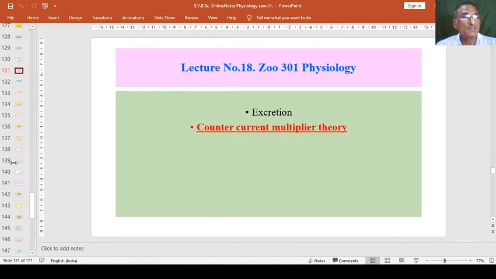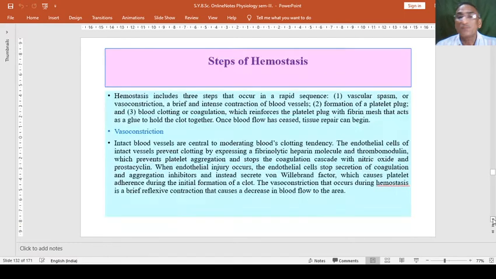So counter current multiplier exchange theory means the changes which occur in the Bowman's capsule, then the proximal convoluted tubule, the loop of Henle and the distal convoluted tubule. Only in the loop of Henle there are some specific changes occurring in pressure, mmHg and filtration rates, and the filtering of nitrogenous waste material from the blood is studied in detail.